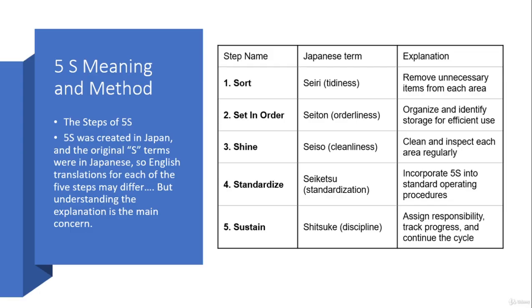Step 2. Set in order, or orderliness. Organize and identify storage for efficient use. Step 3. Shine, or cleanliness. Clean and inspect each area. Step 4. Standardize, or standardization. Incorporate 5S into a standard operating procedure.